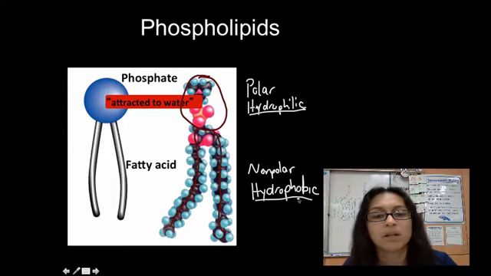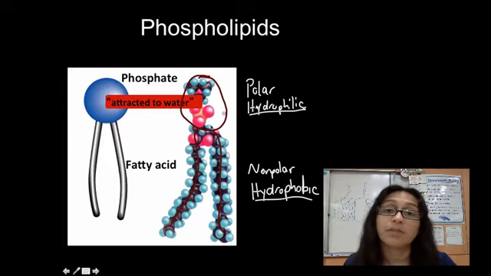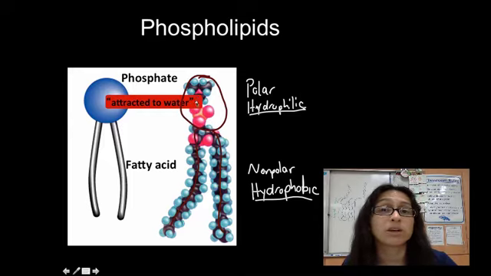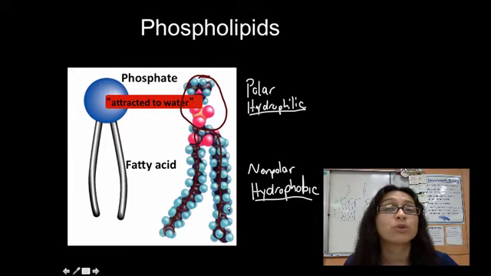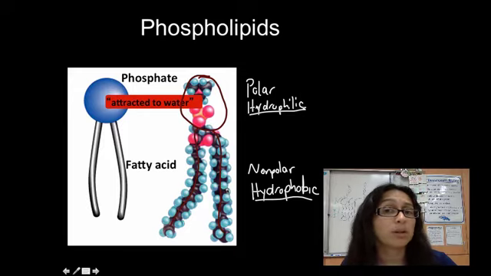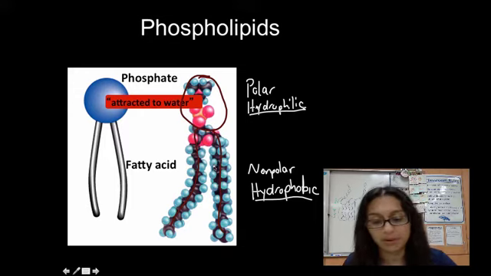So this end of the phospholipid is hydrophilic, and it wants to be close to water and other molecules that are also hydrophilic, whereas the fatty acid tails that come down are hydrophobic, and they don't want to be near water or any other molecule that's polar or hydrophilic. So we say this end is water loving, and this end is water hating, hydrophobic.